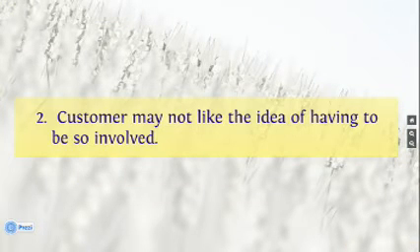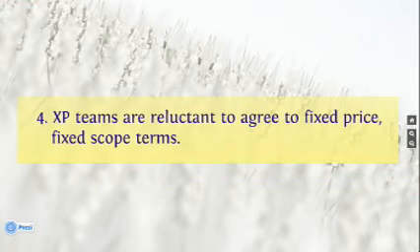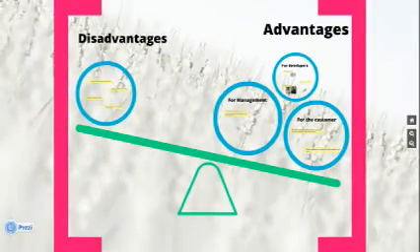Customers may not like the idea of having to be so involved. Management may have trouble adapting to the changing needs of the business. XP teams are reluctant to agree to fixed scope terms because they realize that change will happen and it's better to deliver what the customer wants at the end of the project than what the customer thought they wanted before the project began.